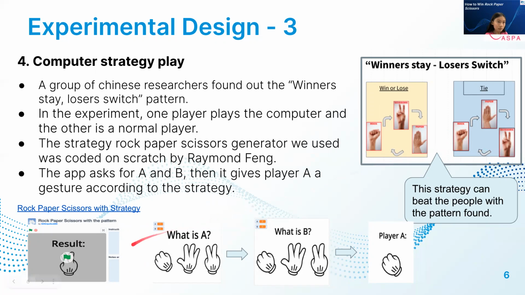In the experiment, one player plays the computer and the other is a normal player. The strategy rock, paper, scissors generator we used was coded on Scratch by Raymond Feng. The app asks for what A played that round and what B played that round. Then it gives player A a gesture according to the strategy.